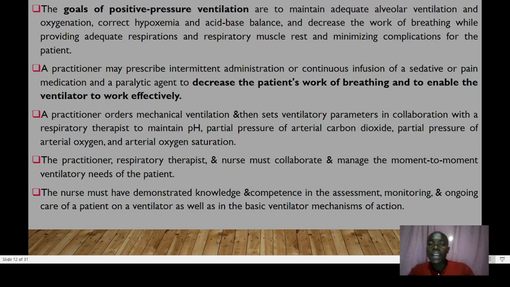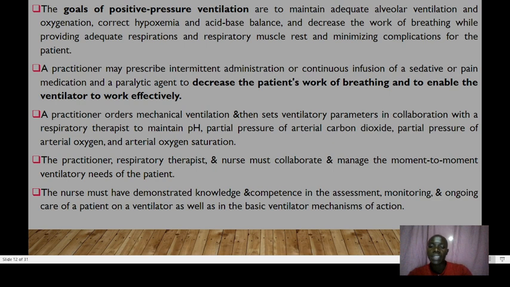So the goal of ventilation will be to maintain adequate alveolar ventilation and oxygenation, to correct hypoxemia and acid-base balance, and decrease the work of breathing while providing adequate respiration and respiratory muscle rest and minimizing complications for the patient. So a practitioner, a physician, may prescribe intermittent administration or continuous infusion of a sedative or pain medication and a paralytic agent, and the major role is to decrease the patient's work of breathing and to enable the ventilator to work effectively.